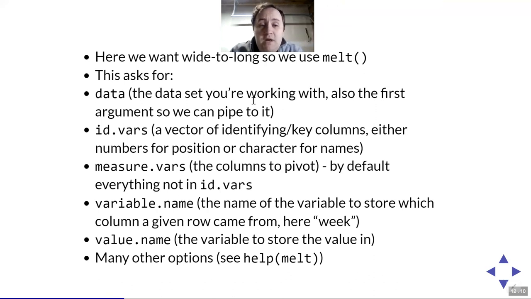We need the data set that we are working with. We also need to tell it what the identifying variables are, the names of the variables that are our current identifying variables. We need the measure variables, those are the variables that currently contain the values. By default, this is going to be everything that's not in the identifying variables. We need the variable name, which is the name of the single column that the old columns are now going to become. And then the value name. So how can we do this?